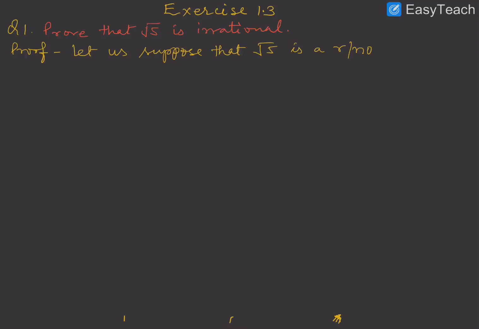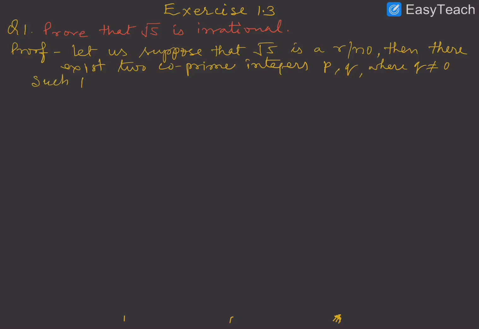If it is a rational number, then it can be represented in p by q form. It means then there exist two co-prime integers p, q where q is not equal to 0, such that under root 5 is equal to p by q.